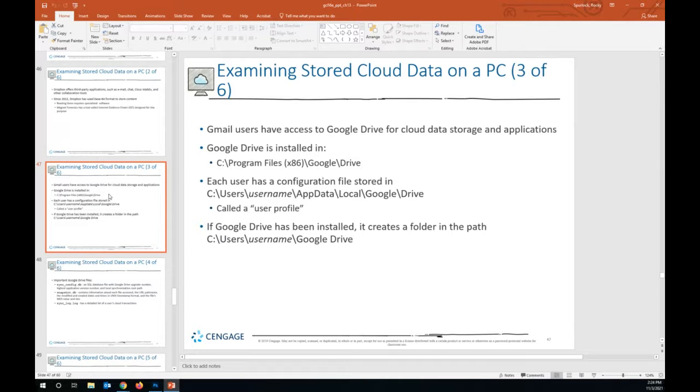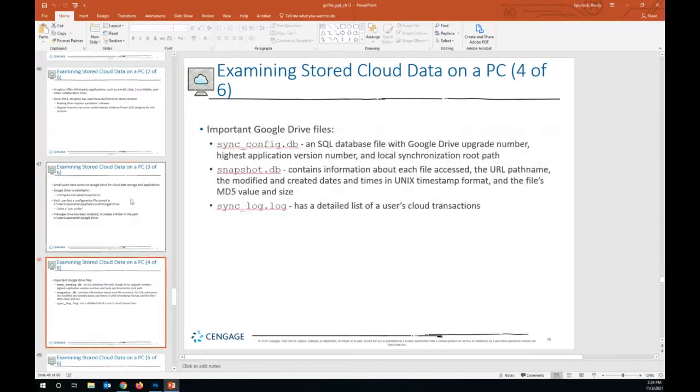The Gmail users have access to Google Drive for cloud data stores and applications. We see the pathway for where the Google Drive will be stored. Each user will have a configuration file. It's going to be called a user profile. We see the location for the user file. Now, if you have Google Drive installed, it's going to create a folder in that path. See Users/username or user/username/Google Drive.